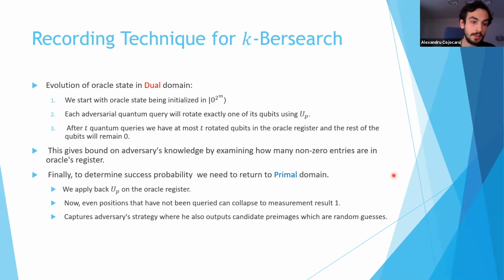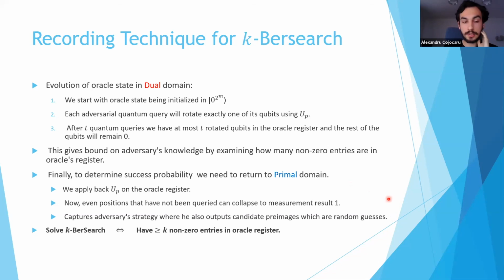But the trick here is that if I apply UP to a 0 position and then apply a measurement, because of the probabilistic nature of measurements, even a position that has never been queried before can collapse to a measurement outcome 1. But it's not an issue, because this is just capturing the adversary strategy where he's outputting some candidate preimages which are just random guesses. He didn't make any queries to determine these preimages, but is just making random guesses for some of the preimages.